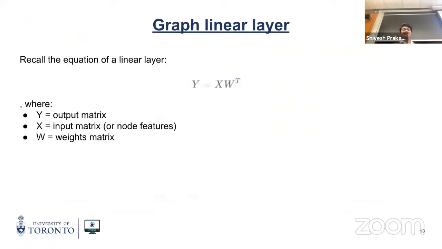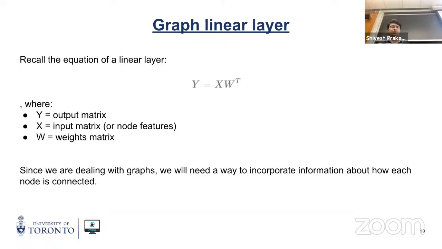Right. Now let's talk about the equation of a linear layer. This is a vectorized equation of a linear layer. When I talked about the perceptron, this is what we were doing there. Y here is the output matrix, X is the input matrix, and W is the weights matrix. Now, since we are dealing with graphs, we will need a way to incorporate information about how each node is connected. Right now, this is just the equation of a linear layer. But how do we modify this equation to that of a graph linear layer?